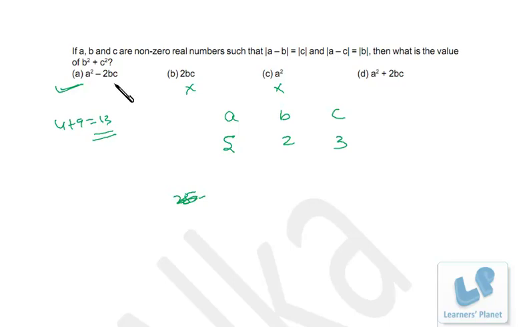You just take the comfortable values and solve it. It won't take you much of your time. You can even take the negative values as well, minus 5, minus 2 and minus 3. Then also the options will be satisfied.